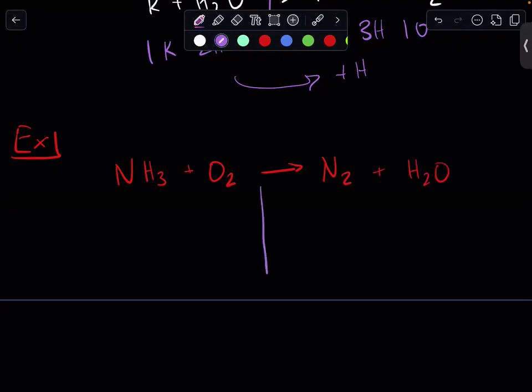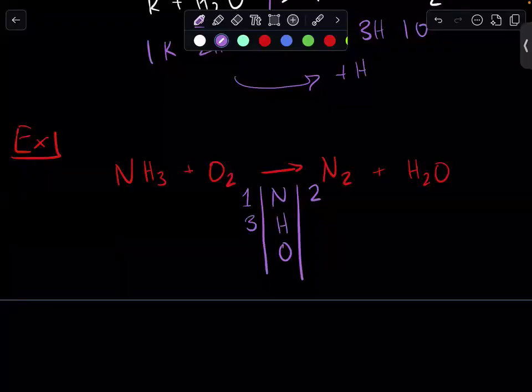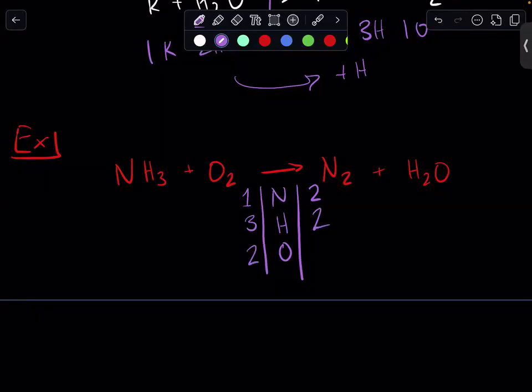What I do is I make a big column right in the arrow, dividing the reactants and the products, and I write each element, N, H, and O. And I'm going to count on each side. On the reactant side, I have 1 N. On the product side, I have 2. On the reactant side, I have 3 H. On the product side, I have 2. On the reactant side, I have 2 oxygen. On the product side, I have 1.